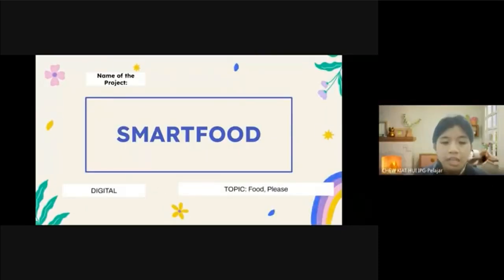Okay, so first let me introduce to you the name of our digital innovation. We name it Smart Food. It sounds like a smartphone, which we name it based on a combination of digital and the idea of the topic involved in this innovation, which is year 3, topic 6, Food Please.